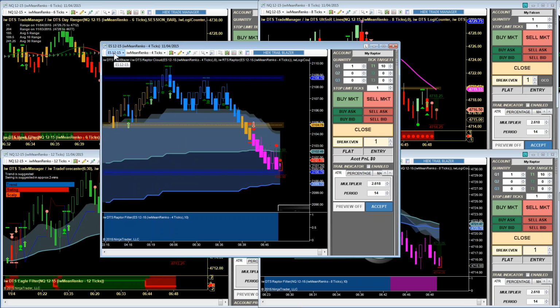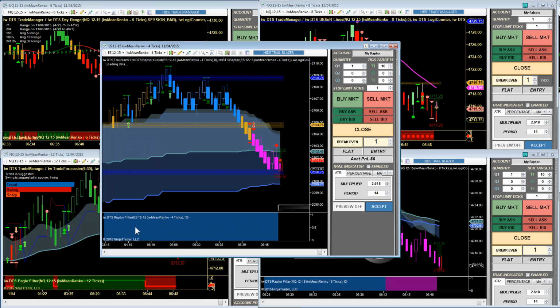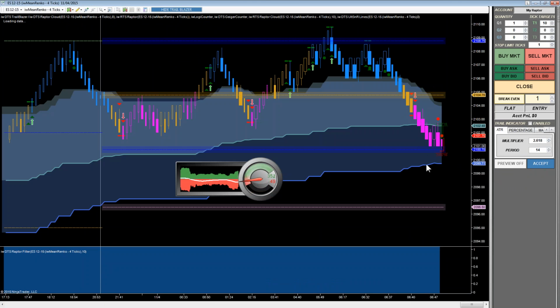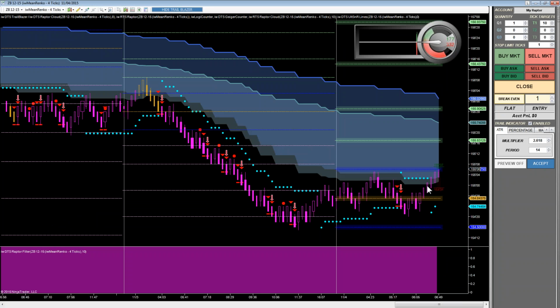Oh, before we leave this, let's take a look at the 30-year bond. John wanted to see the bond on the Raptor. Now, with these instruments that start trading at higher tick levels or tick prices, sometimes we need to do a slight adjustment. Oh, that's not looking bad.